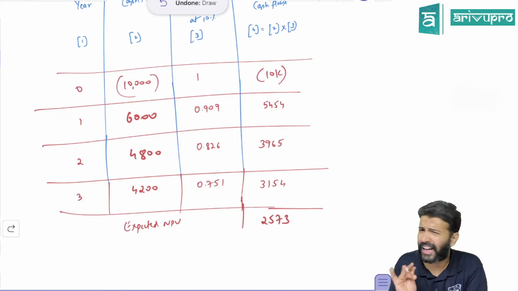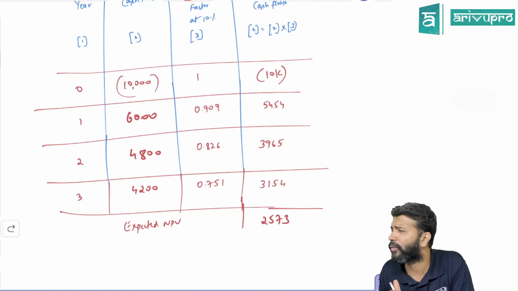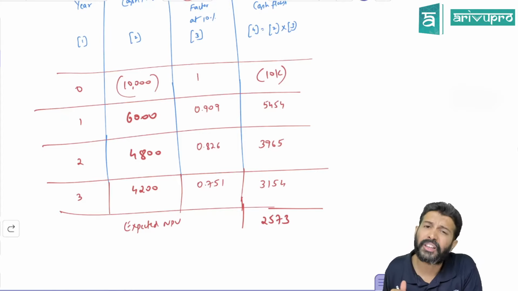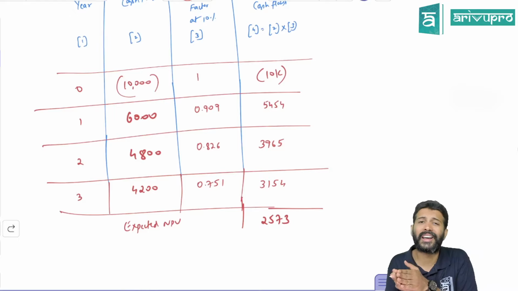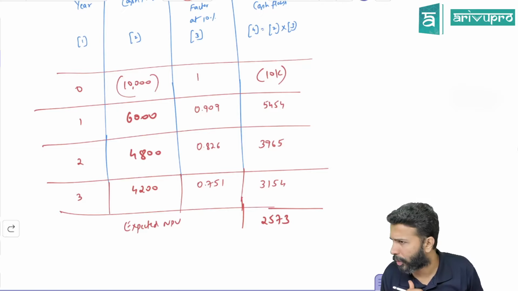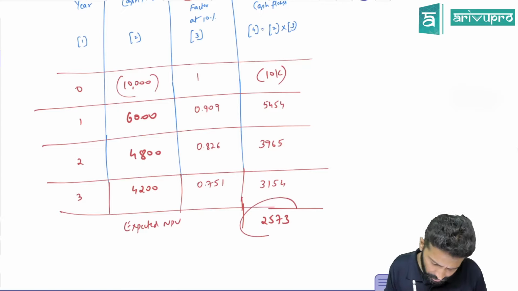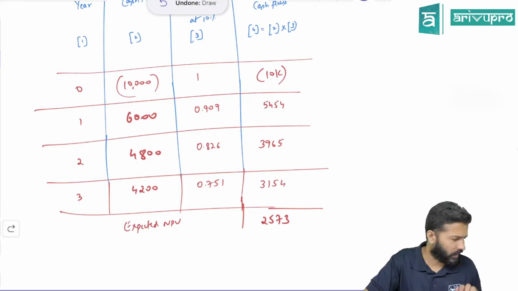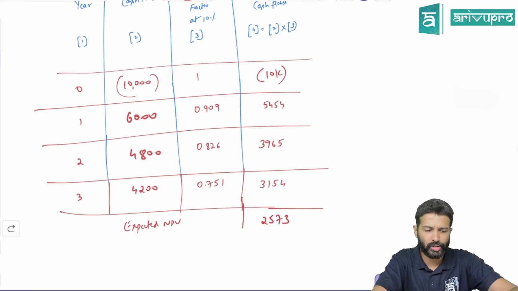If they've not asked for decision, if at all they ask for decision, what will you write? Since expected NPV, this is for one project. No? So the decision rule is, if NPV is greater than zero, accept the project. Otherwise, reject. Here, since NPV is greater than zero, you can accept the project. So they did not ask the decision. So I'll stop myself here.